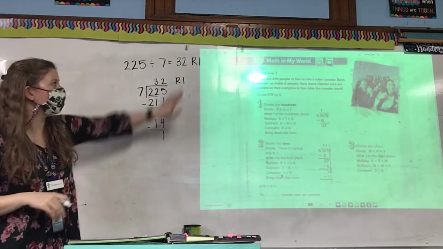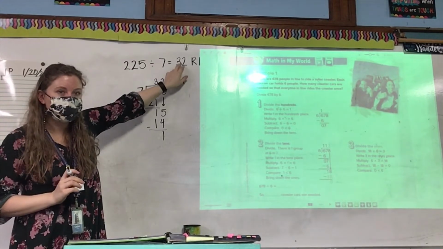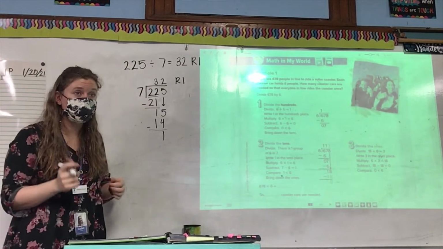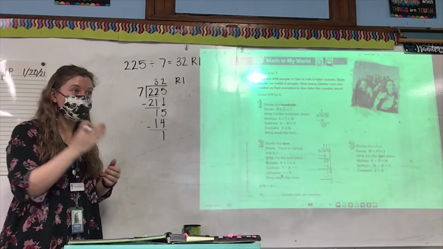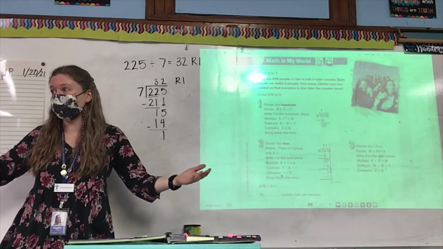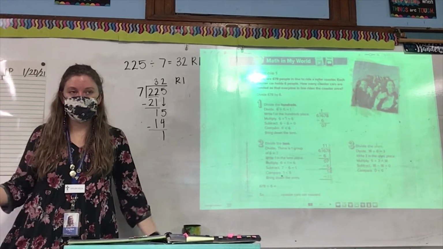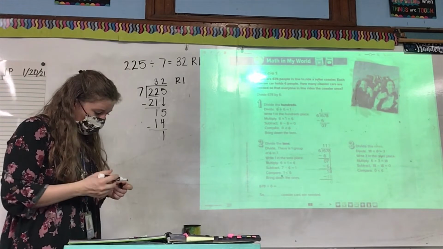Now, if this was a word problem, could we leave the answer like this? Could we say this was our final answer? No, because is there such a thing as remainder 1 of anything? The remainder means there is 1 of something left over, not remainder 1 pennies. That's not possible.